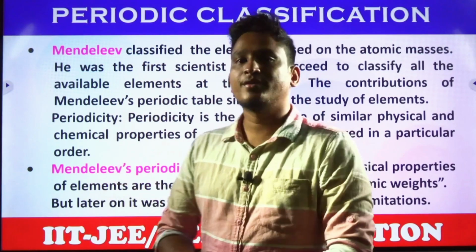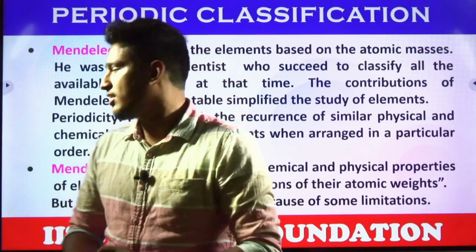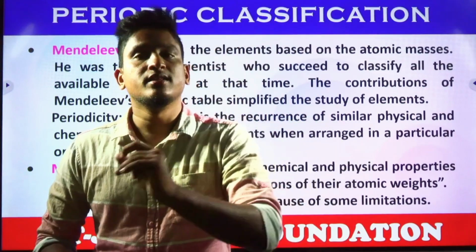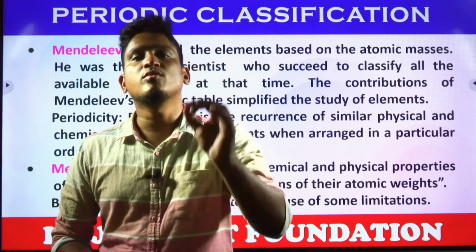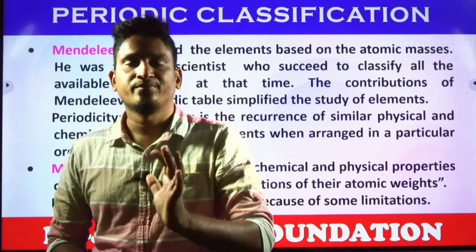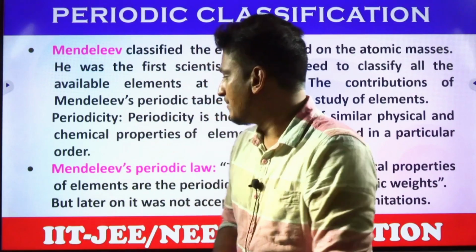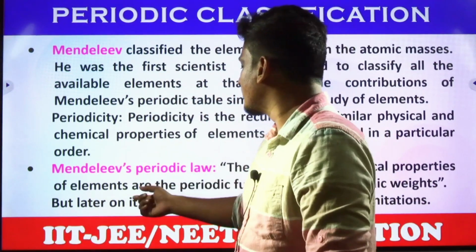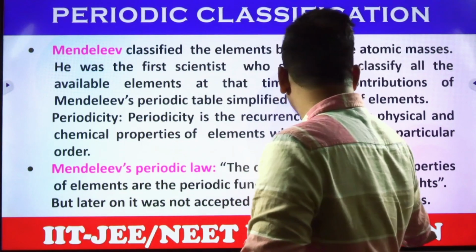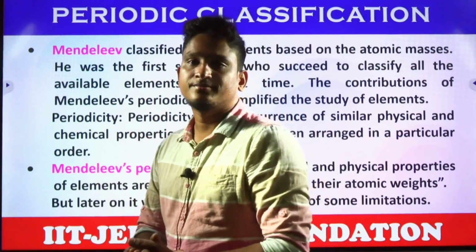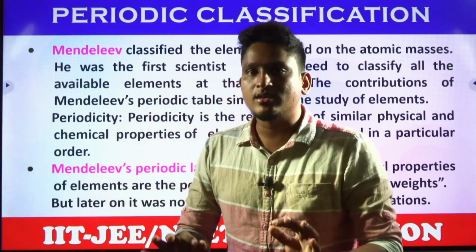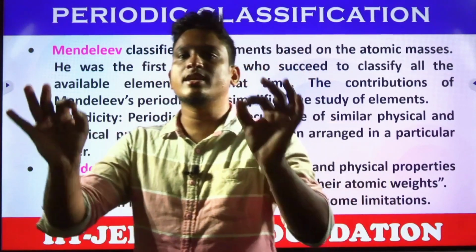He gave a law for this classification. The law is called Mendeleev's periodic law, which is very, very important. This periodic law almost resembles the modern periodic law. That's why this periodic law is very, very important. Let's see what it states. The chemical and physical properties of the elements are the periodic functions of their atomic weights. What's the last part, students? The physical and chemical properties of the elements are the periodic functions of their atomic weights.